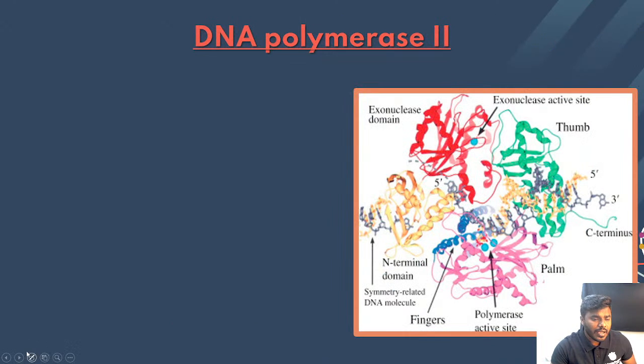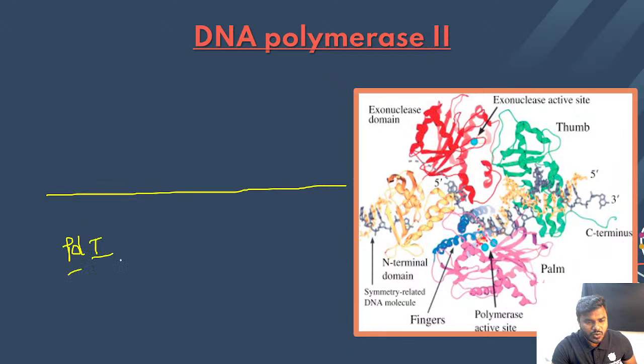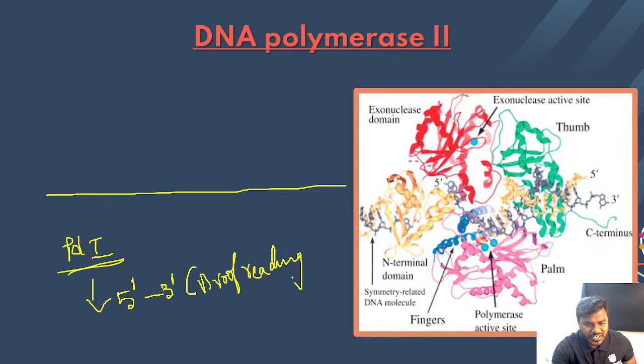Now listen to me. I am talking about polymerase 1 only, friends. This is the structure of a polymerase 1. Right now we have understood, right? It has one extra quality. What is that extra quality? It is involved in the 5' to 3' proofreading activity. This is what we studied.